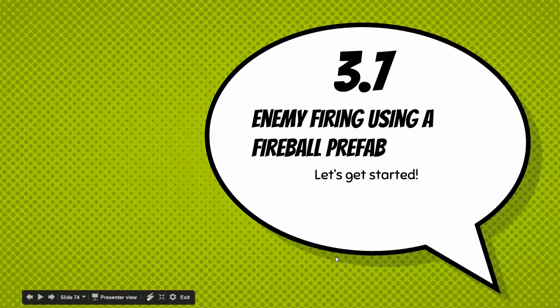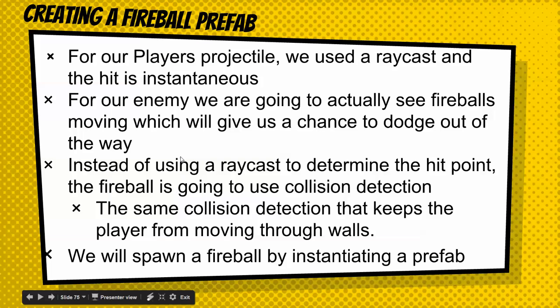Alright, ladies and gentlemen and programmers, we're going to learn how to create a fireball. The enemy is going to shoot at us and we're going to use a prefab. For the player's projectile, we were using a raycast, and because it's like a laser beam, the hit was instantaneous. It happened right away.